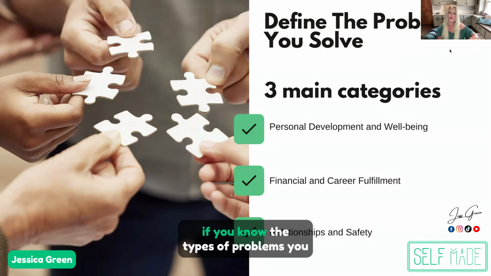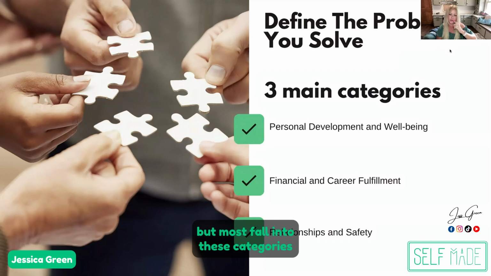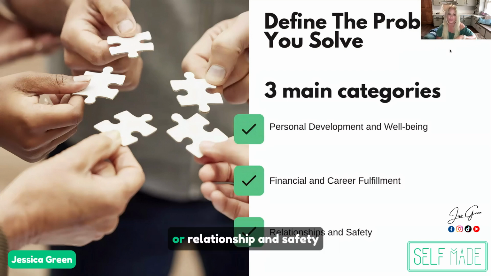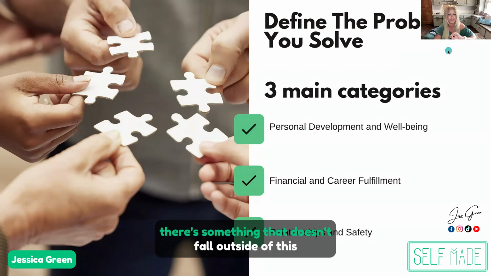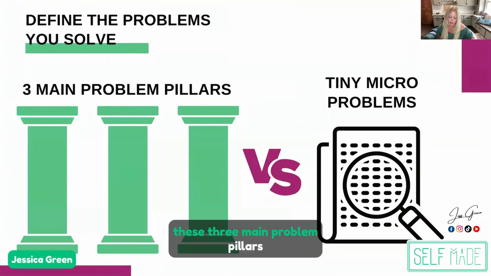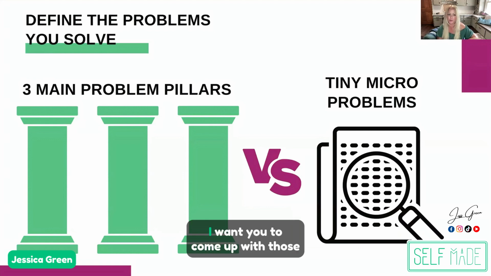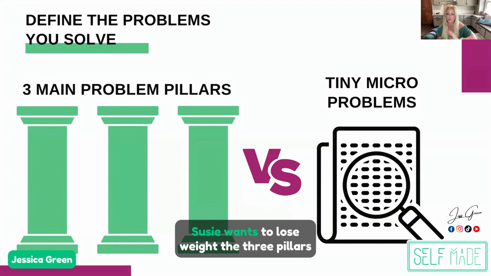So you want to figure out which category your problems fall into, because this is going to help you when you're designing your products, when you're figuring out how to serve them. If you know the types of problems you solve, and remember, go back to that macro and that micro, most fall into these categories: personal development and well-being, financial and career fulfillment, or relationships and safety. That's the three main categories. I'm not saying there's none that fall outside of this. Now, I want you to define the problems that you solve, these three main problem pillars. So this is an exercise for you. I want you to come up with the big macro problem. Susie wants to lose weight.